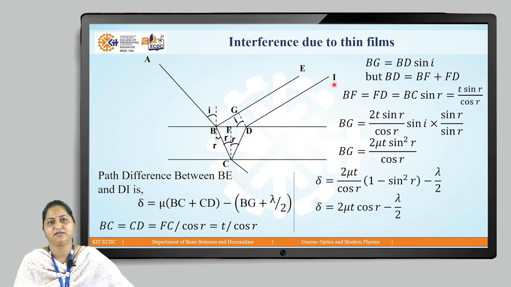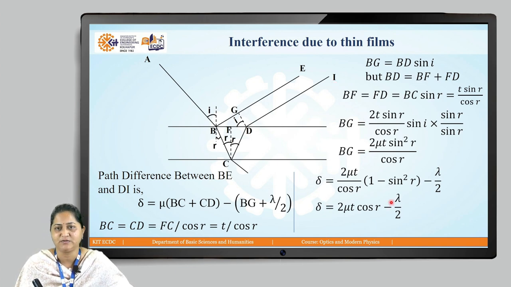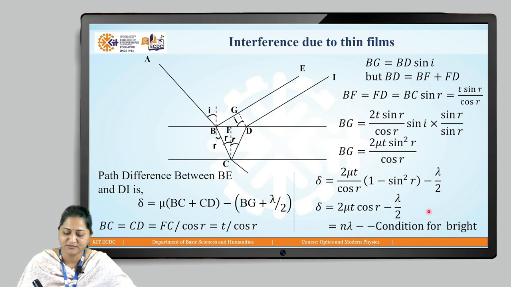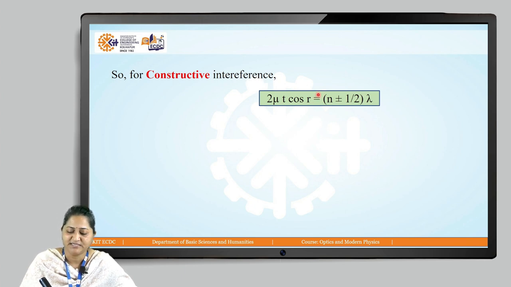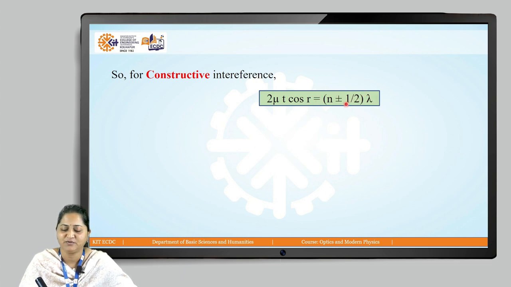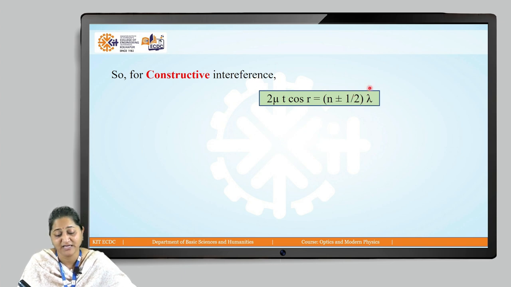And we know that the condition for an interference bright fringe is that the path difference is equal to n lambda. When the path difference is equal to n minus 1 half into lambda, we get the condition for dark. So, let's write those equations for bright and dark. When it is equal to n lambda, we get the condition for bright. So, for constructive interference, that is for maxima, taking lambda by 2 on the other side, 2 mu t cos r is equal to n plus minus 1 half into lambda.